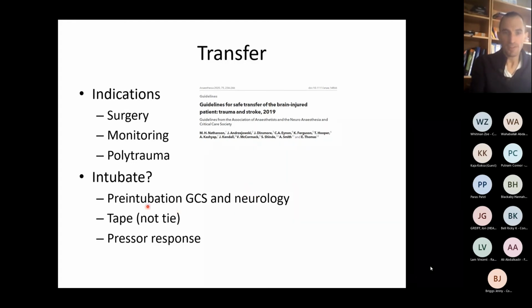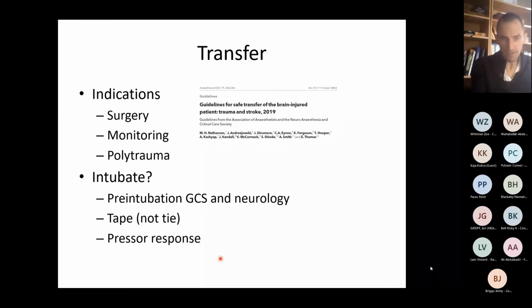When you put the tube into these patients, it should be taped and not tied. The reason being to reduce your CVP and that pressure, to again reduce the chances of secondary brain injury. I've mentioned pressor response on this slide as well.